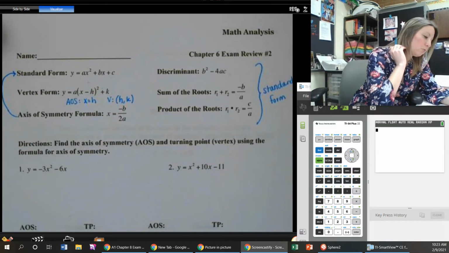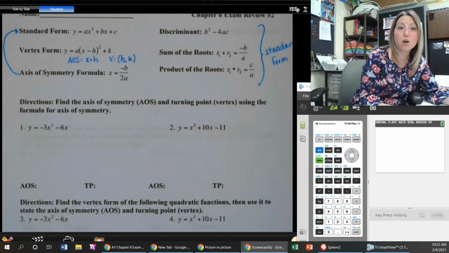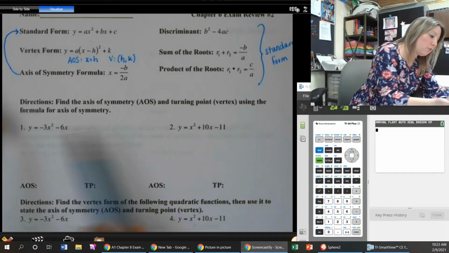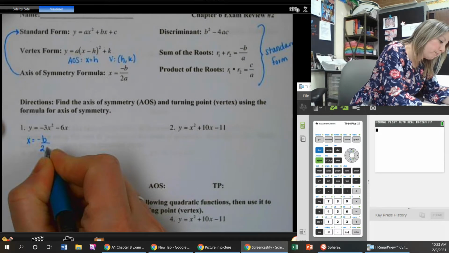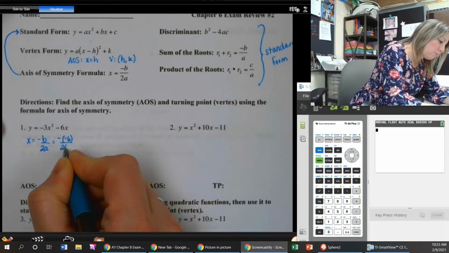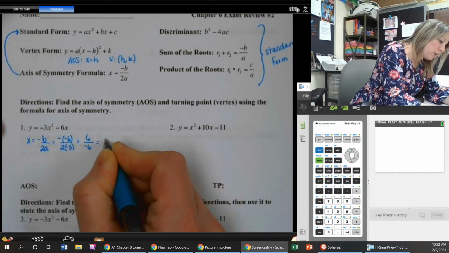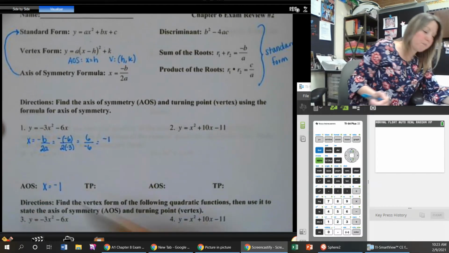So find the axis of symmetry and turning point using the axis of symmetry formula. That means I need standard form, which of course I have. So I'm going to do question 1. I have standard form. I plug into x equals negative b over 2a. So the negative of negative 6 over 2 times negative 3 gives me 6 over negative 6, which of course is negative 1. So my axis of symmetry is x equals negative 1.